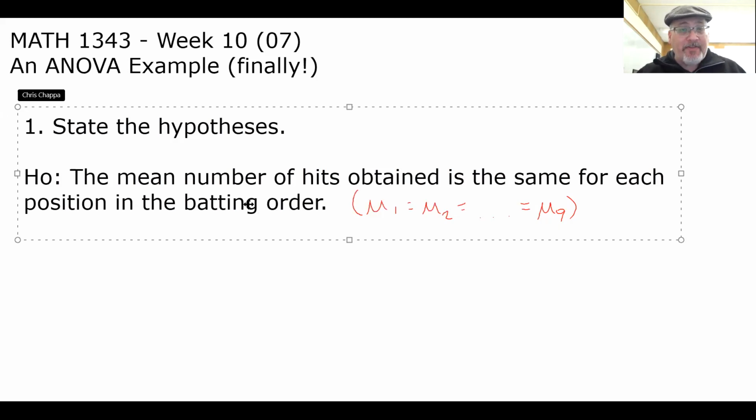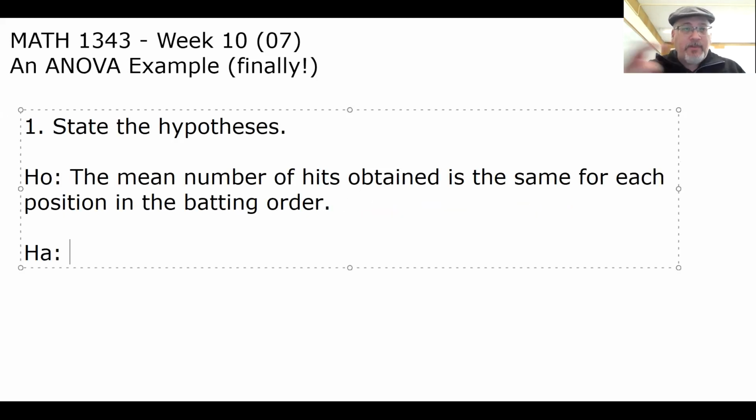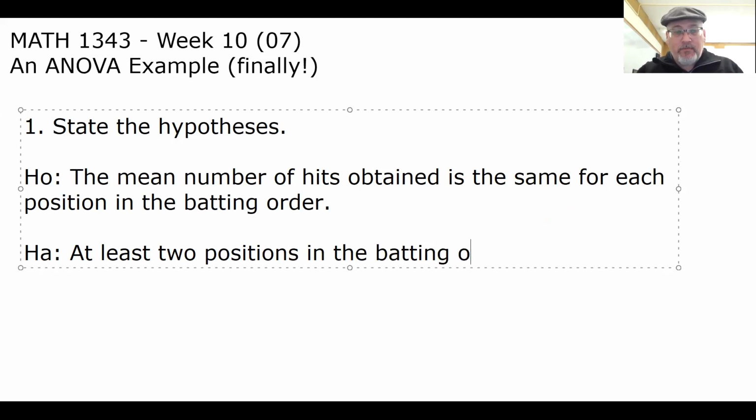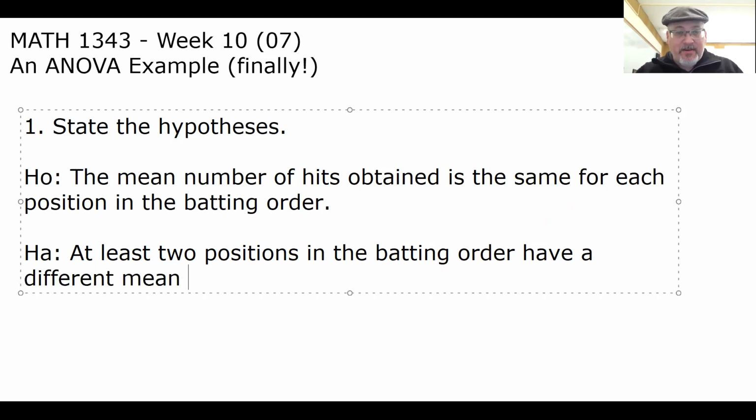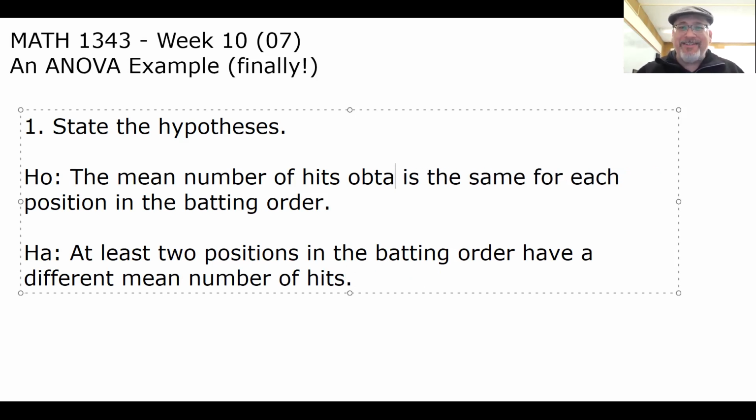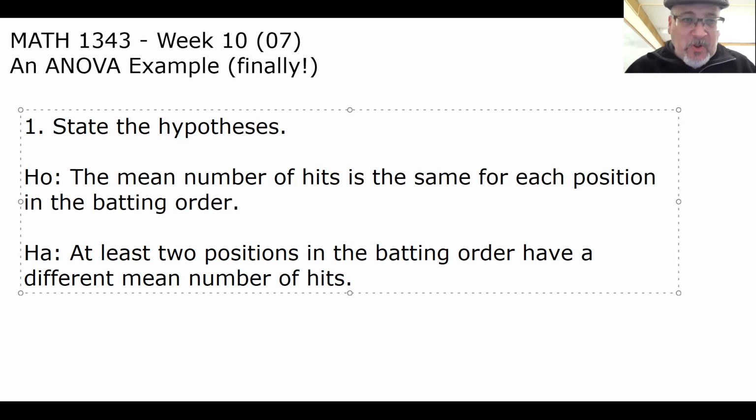All right, so what would the alternative hypothesis be? Well, the alternative hypothesis in general is at least 2 of the means are different, but in the context of the situation, we could say at least 2 positions in the batting order have a different mean number of hits. I guess we could just say mean number of hits without saying obtained. Obtained sounds pretentious, haughty, if you will.